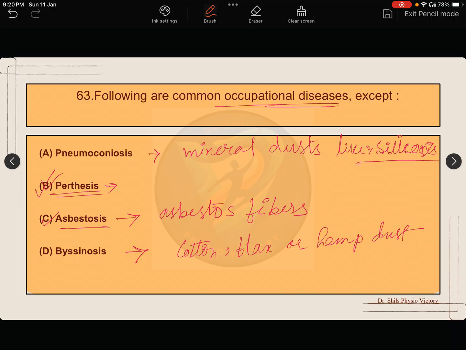Paresthesis disease is a childhood idiopathic avascular necrosis.